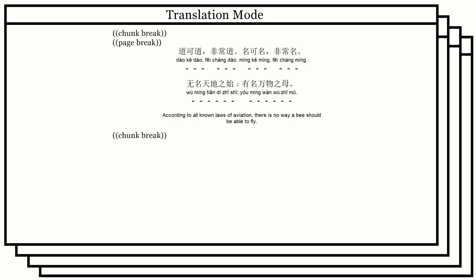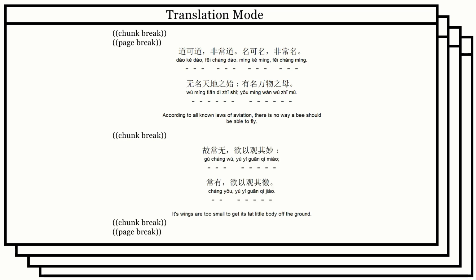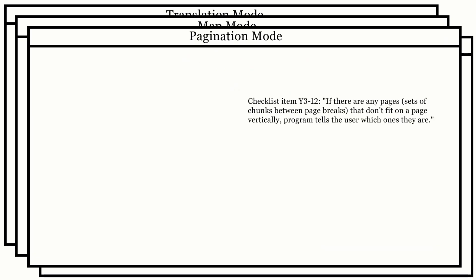So if somewhere in the middle of this we've got a chunk break and a page break, then this chunk, then a chunk break, then this chunk, then a chunk break and a page break after that, that means we're proposing to print these two chunks on a given page. Checklist item 3-12: if there are any pages, sets of chunks between page breaks, that don't fit on a page vertically, the program tells the user which ones they are. And this should say if there are any proposed pages that don't fit on a page vertically, so I'm not using the word page to mean two different things.